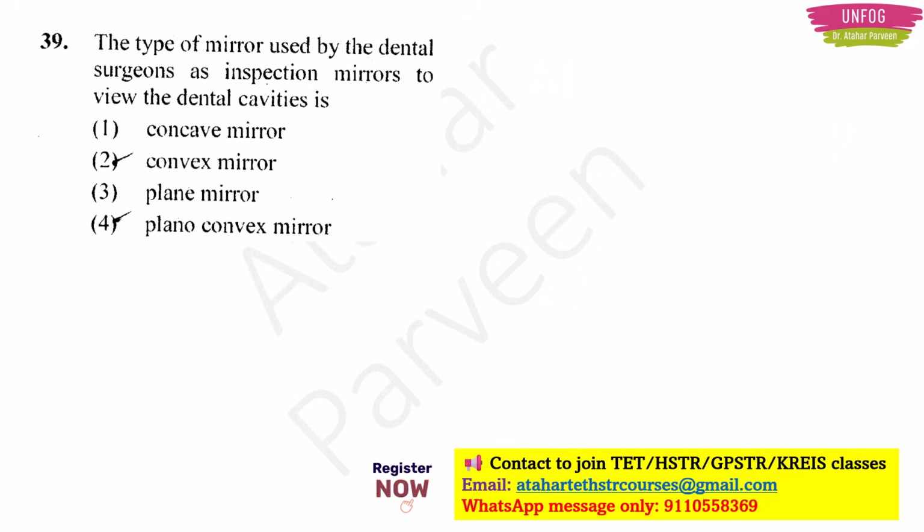Next, question number 39. The type of mirror used by the dental surgeons as inspection mirrors to view the dental cavities is. See the options. In the question they are telling mirror, right? Plane mirror, so obviously will not be there. Plano-convex mirror, nothing such is there, because plano-convex comes into the concept of lens. Now remaining are concave mirror and convex mirror.